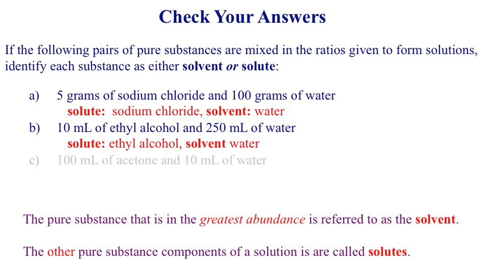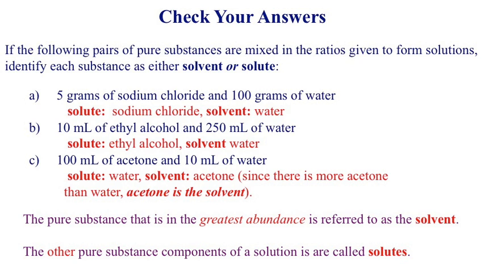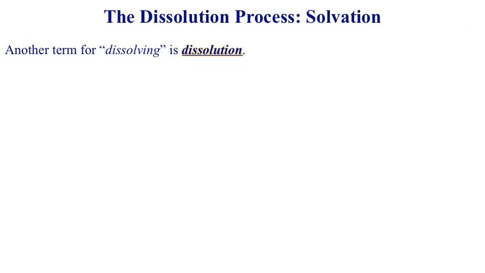For part B, there's more water than there is ethyl alcohol, so water is the solvent and ethyl alcohol is the solute. For part C, the solute is water and the solvent is acetone. This is because there's more acetone than water, therefore acetone is the solvent. Another term for dissolving is dissolution.